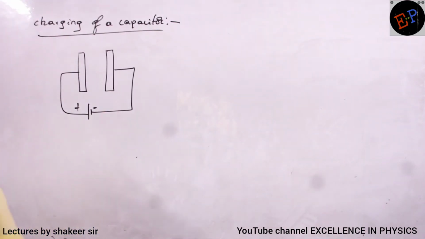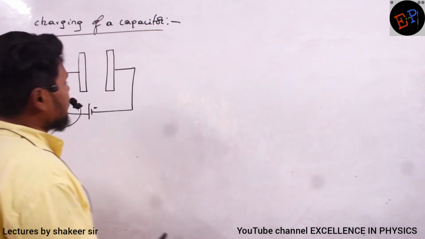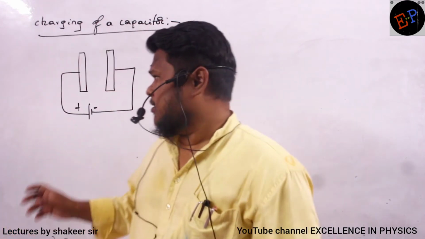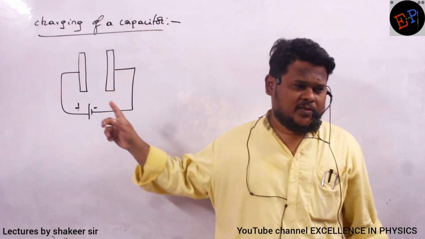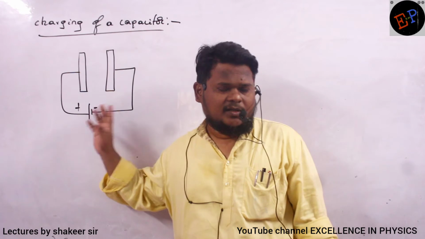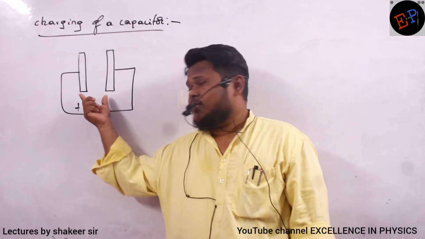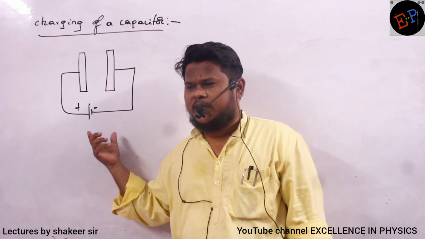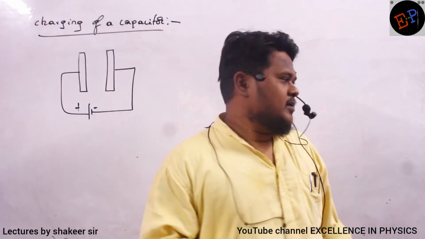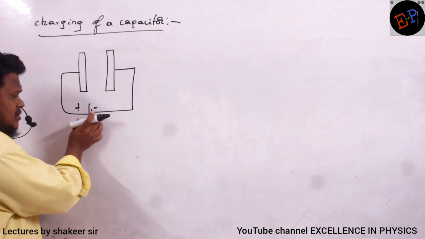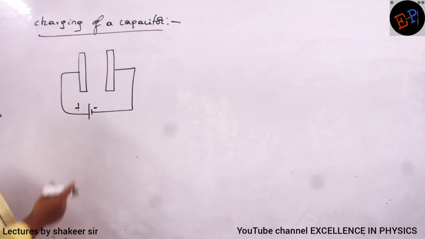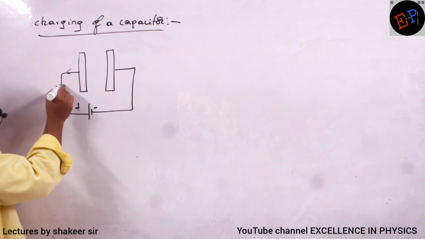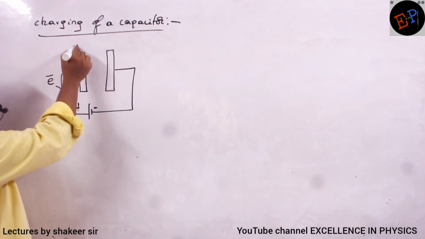Now we are studying how we actually charge the plates of a capacitor. Generally a capacitor will have two plates, one positive plate and a second negative plate. Initially these plates are uncharged. When I connect them to a battery, they don't have any charge. But immediately when I connect this to a potential difference, here we have the positive terminal. This positive charge starts attracting electrons from the first plate.